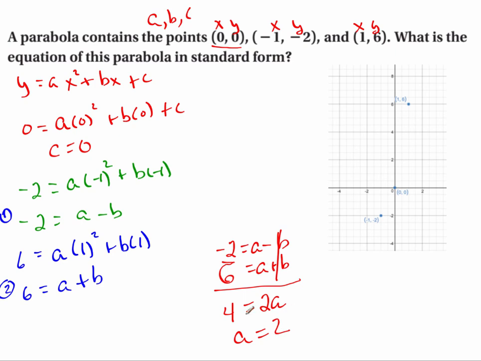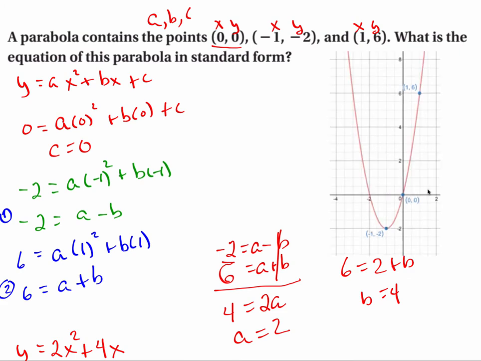Once I have a is equal to 2, I can go back into any of these equations. And so I'm going to plug it into equation 2. 6 is equal to 2 plus b. So b is equal to 4. This tells me the standard form of my equation is y equals a, which is 2x squared, plus b, which is 4x, plus c, which is 0. Here's my equation. Now, lo and behold, when I graph y is 2x squared plus 4x, it gets all 3 points.